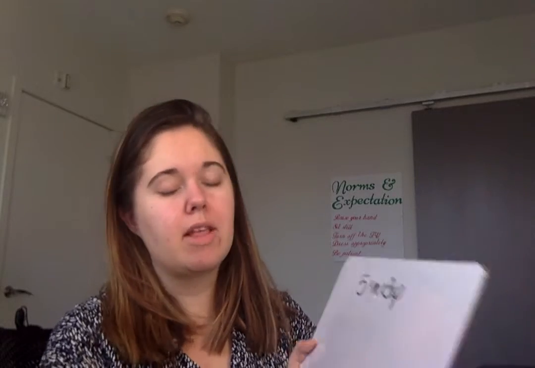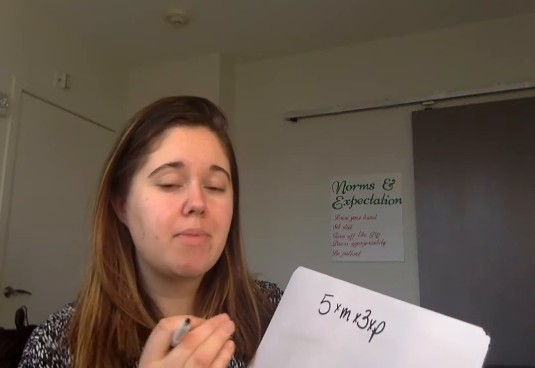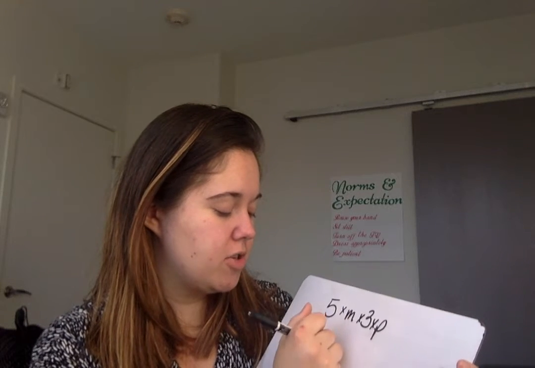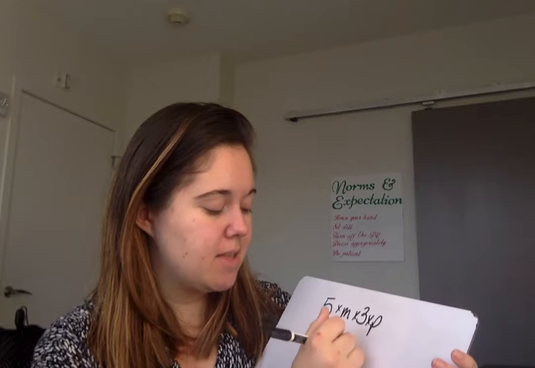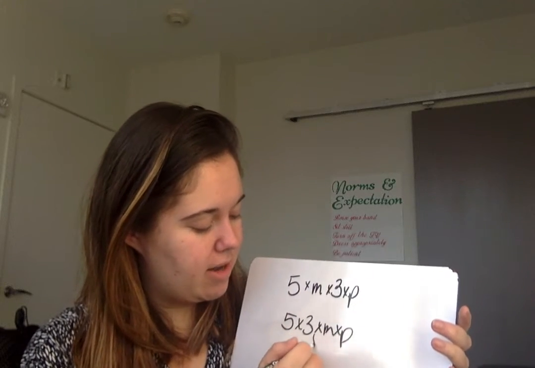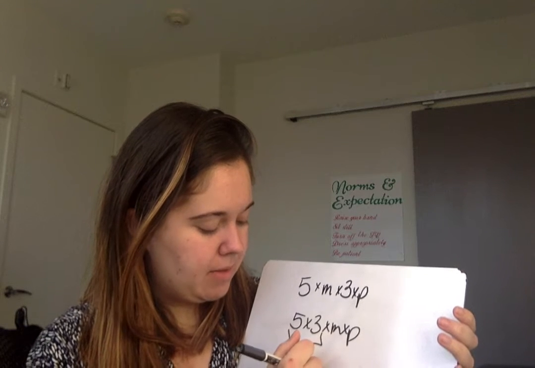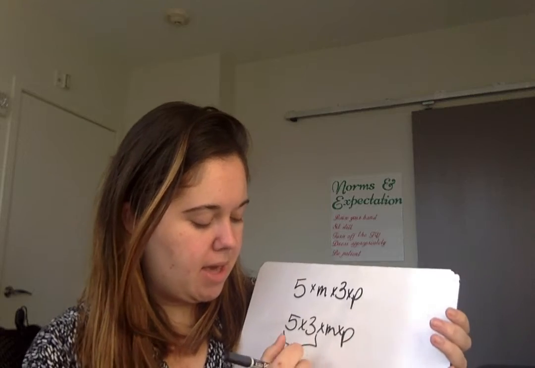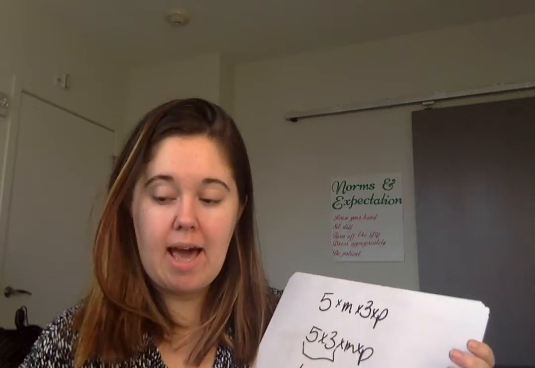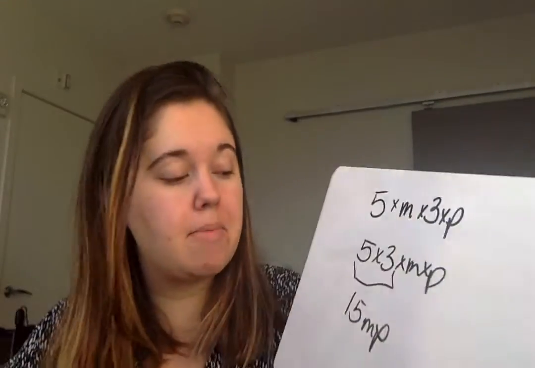Well, here, let me show you. We can rewrite this in any order, right? Multiplication is going to be equivalent if I rewrite it in any order. So I'm going to do 5 times 3 times M times P. That makes it easier. And then I see this right here. So I can do 5 times 3 is 15. And then M and P, MP, it has to be in alphabetical order. So 15 MP is going to be my answer here.